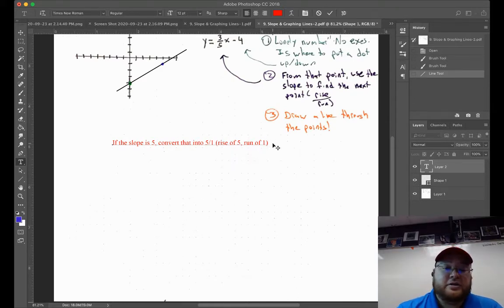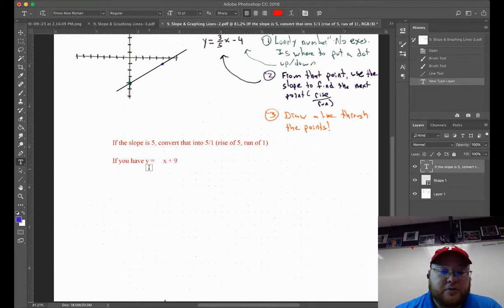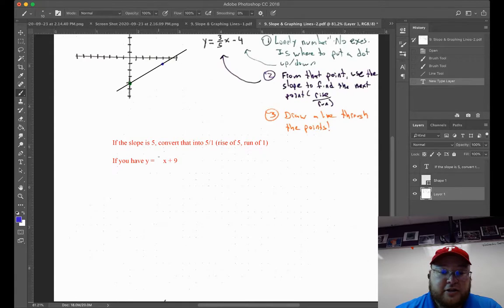Another thing to note, if you have y equals x plus 9, right? There's no number in front of that x, so there's kind of a hidden number there. That hidden number is 1, which you can then convert to 1 over 1.